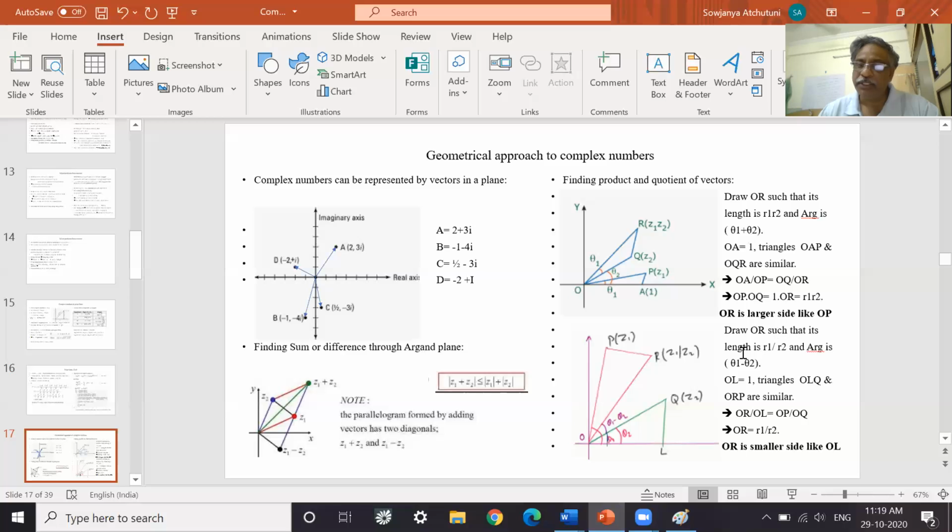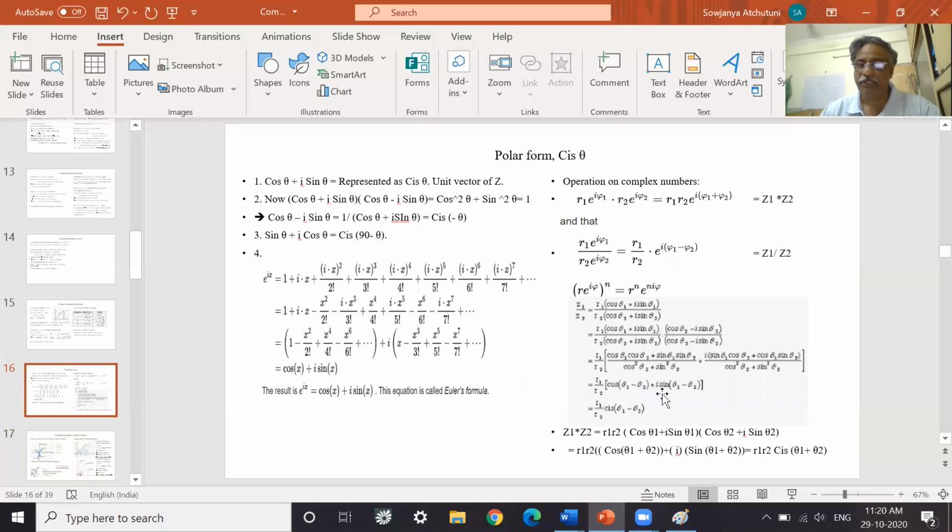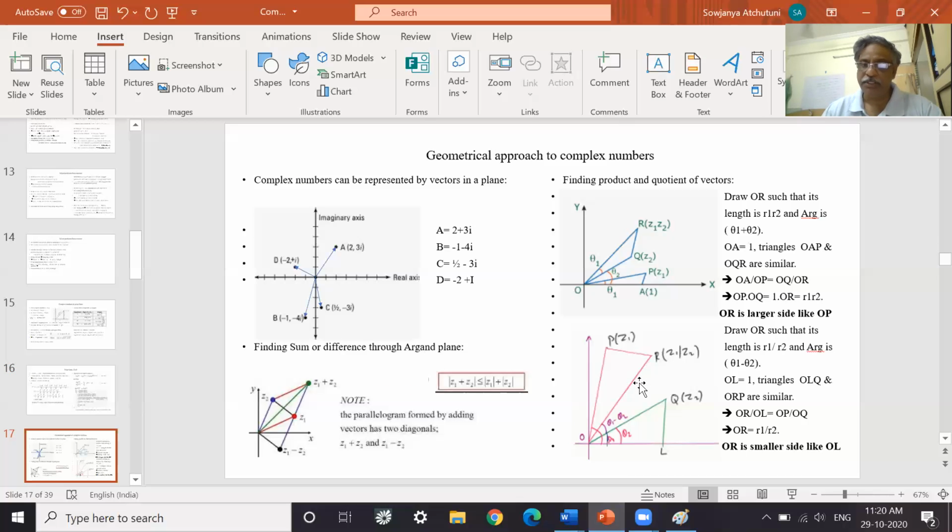So draw OR such that length is R1 by R2 and argument is theta 1 minus theta 2. Here we have seen division, theta 1 minus theta 2. This is graphical explanation. Draw OL with 1 unit length and triangles OLQ and ORP.